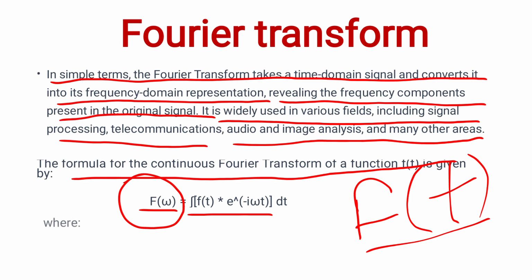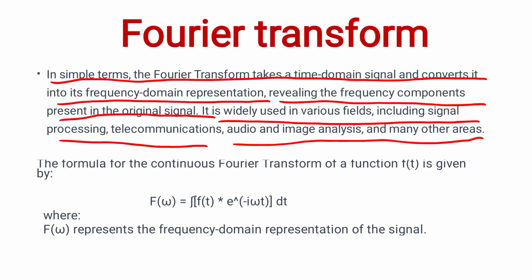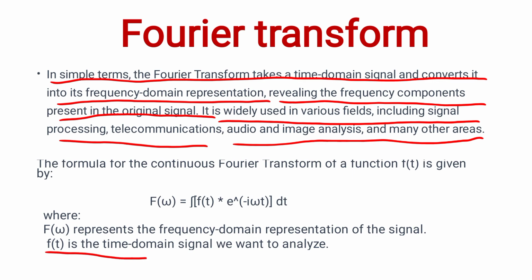Here, observe that F of omega represents the frequency domain representation of a signal. That is, after converting our time domain f of t signal, it will become F of omega. And f of t is the time domain signal we want to analyze. We can observe one more thing here: this f of t is a small f of t and this F of omega is a capital F of omega.